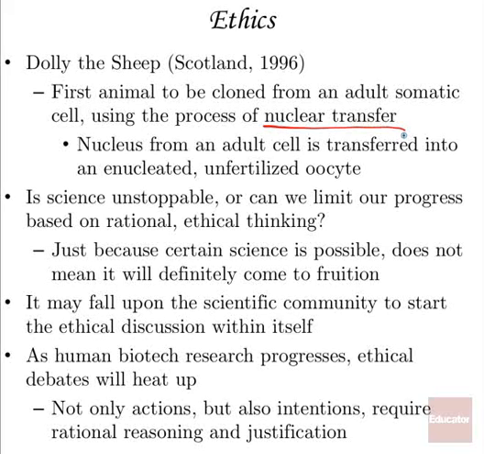So what that was is the nucleus from an adult cell is transferred into an unfertilized, enucleated, so without a nucleus, zygote, which is an egg cell, right? So you have an egg cell, you take out the nucleus, you take the nucleus from an adult cell from a different animal, take that nucleus out, put it into the egg.